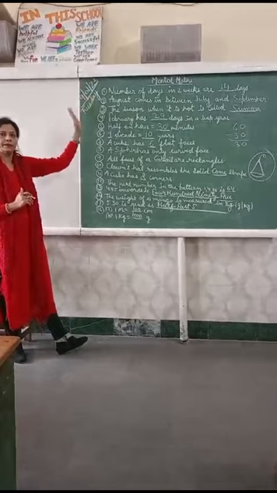Now, the last question, but it has two parts. The first part is 1 meter is blank centimeters. So, 1 meter is how many centimeters? 100 centimeters. And 1 kg is equal to how many grams? 1000 grams. Shabash. 1000 grams.